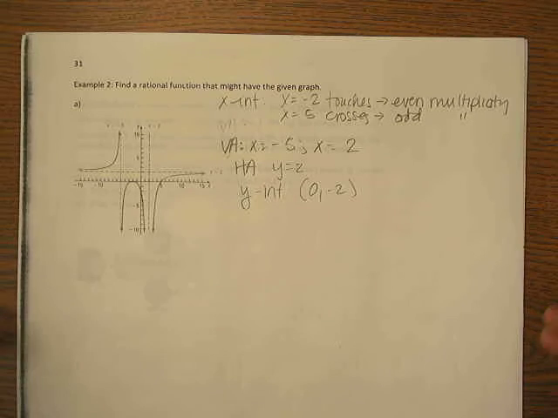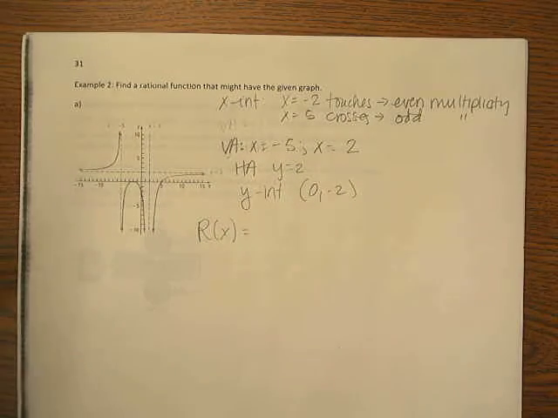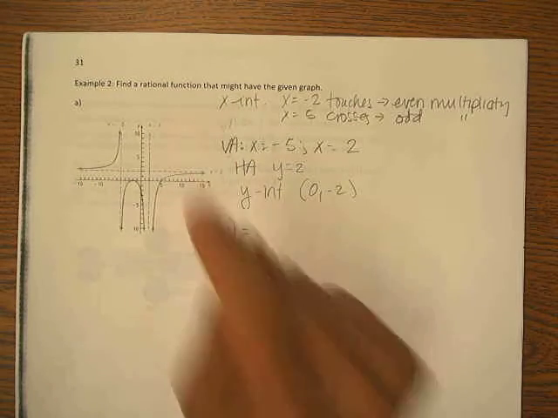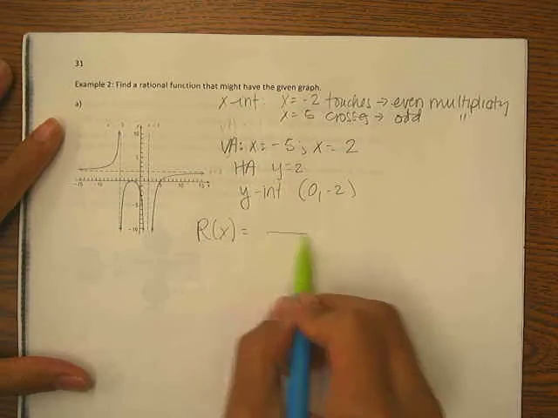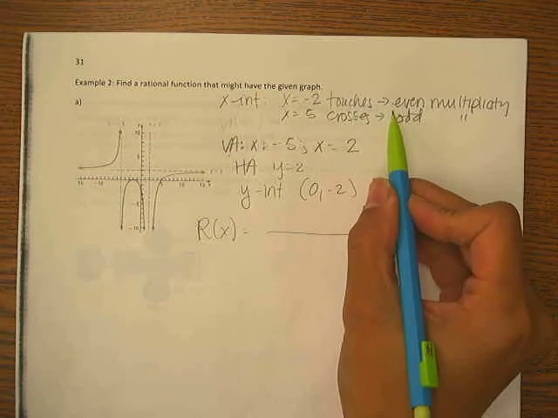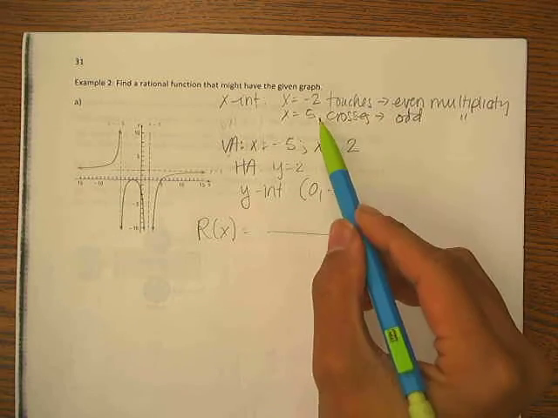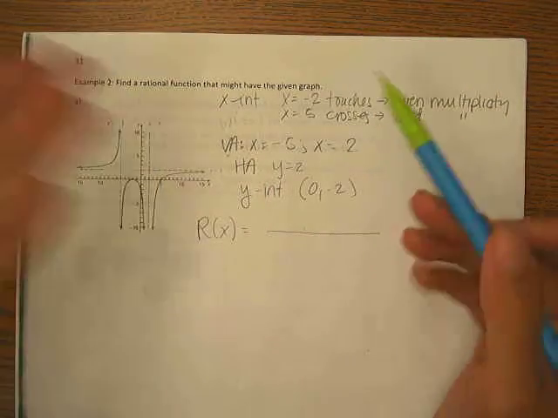Now that we gather up all of the information by just looking at it, let's write a rational function, r of x. So now I'm going to ask you this question. If you have x-intercepts, where should we be using them? Should we use them on the numerator or on the denominator? We should be using them on the numerator, because before, when we were analyzing to find the x-intercept, we used the numerator to solve. Now we're just going to go backwards.